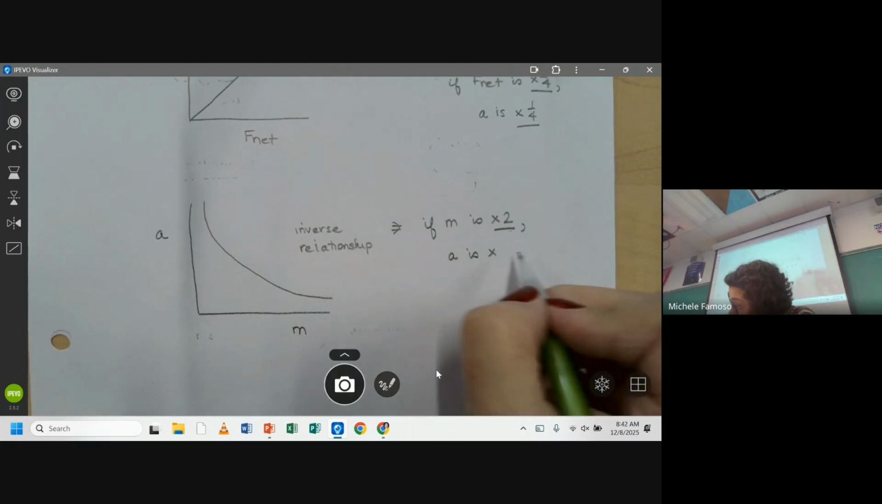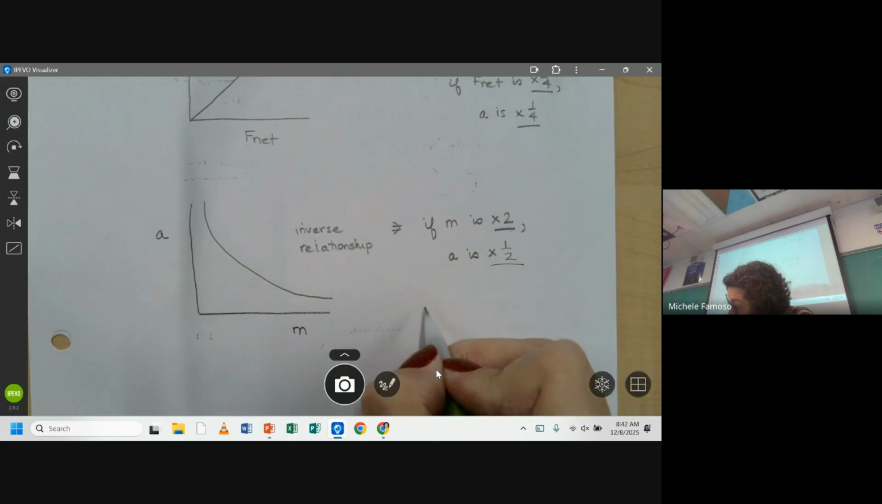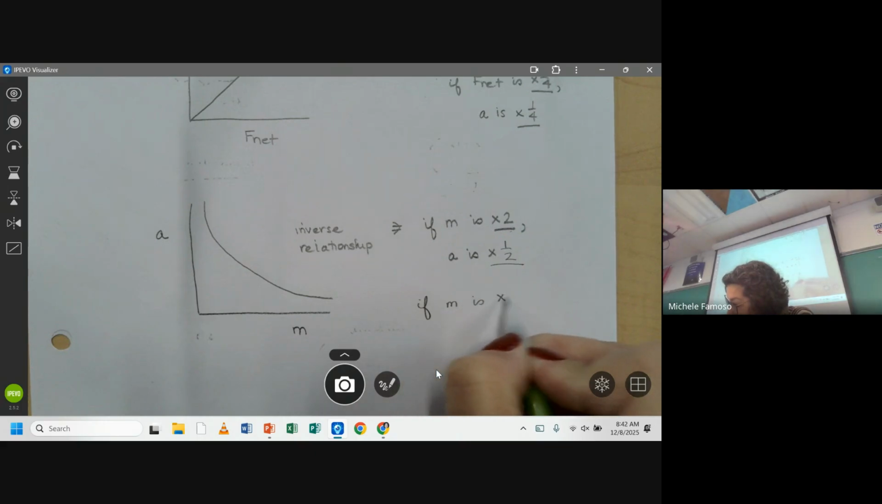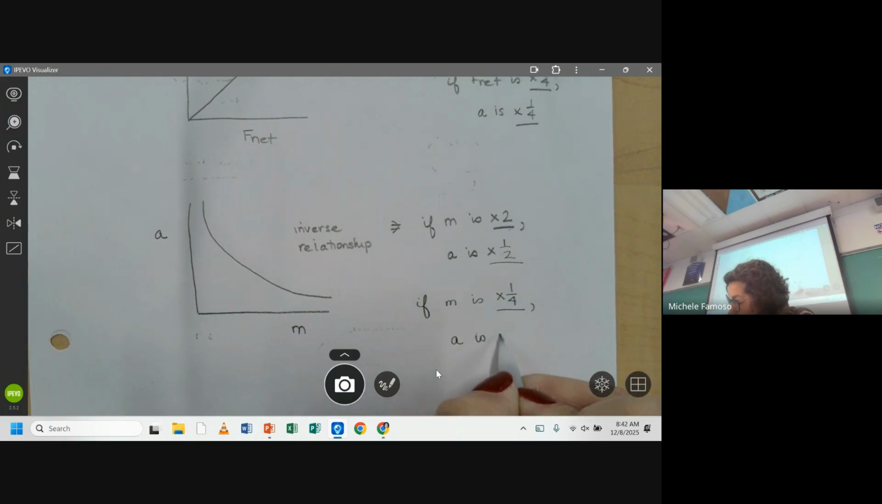A half. It means that if the mass is multiplied by a fourth, then the acceleration would be multiplied by what? What's the inverse of a fourth? 4. We would get 4 times the acceleration.